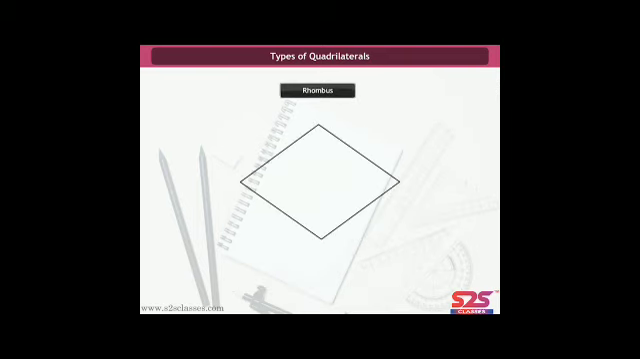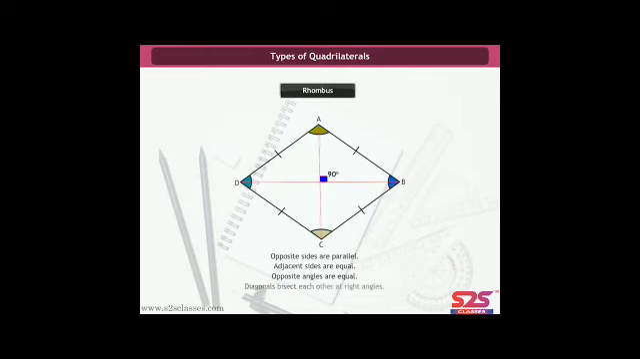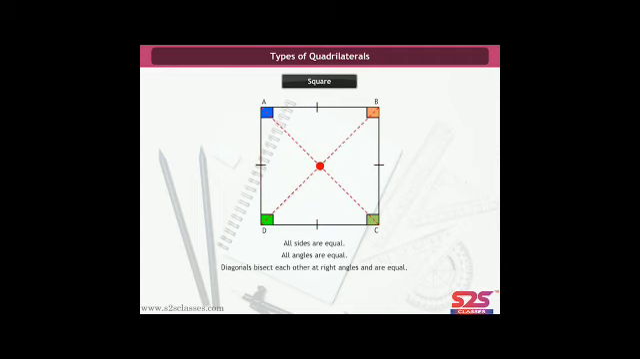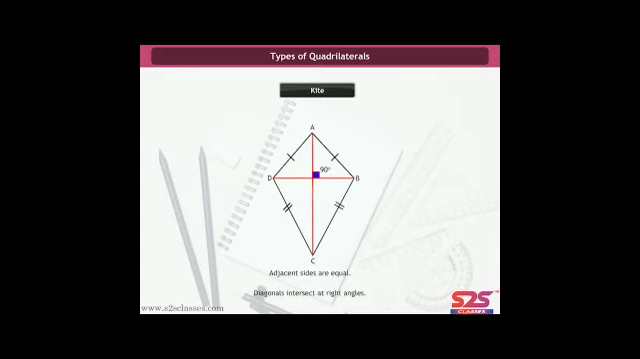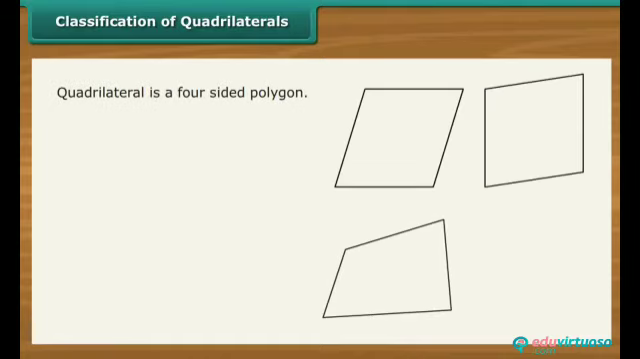A rhombus is a parallelogram whose adjacent sides are equal. Diagonals of a rhombus bisect each other at right angles. A square is a parallelogram whose all sides are equal and one angle is a right angle. Also, its diagonals bisect each other at right angles and are equal. A kite is a quadrilateral whose adjacent sides are equal and diagonals intersect at right angles. Classification of quadrilaterals. A quadrilateral is a four-sided polygon.